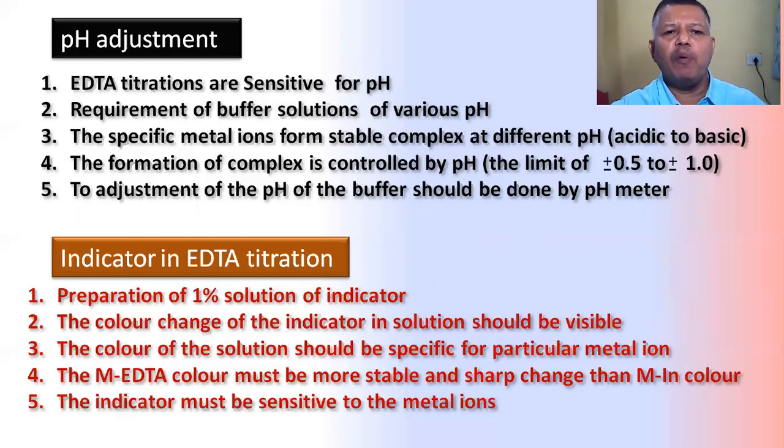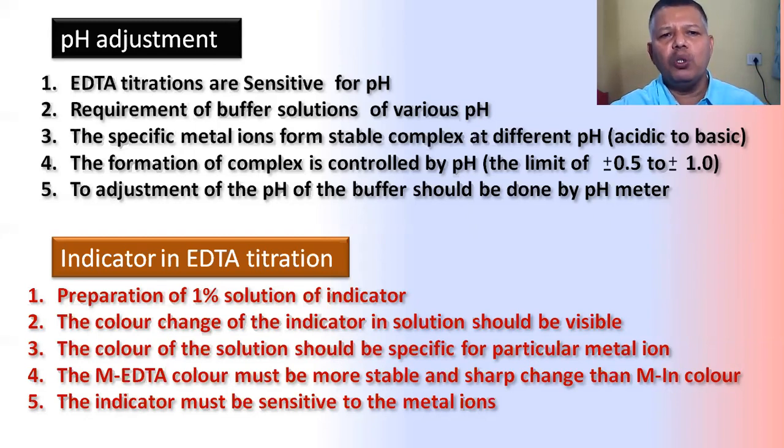Now, for these types of titrations, we use some different indicators. We have to prepare a 1% solution of the indicator, maybe in water or maybe in alcohol. The color change of the indicator in the solution should be visible, because sometimes, when we are using dilute solutions, the blue to green color change is not observed properly. Similarly, yellow to orange.